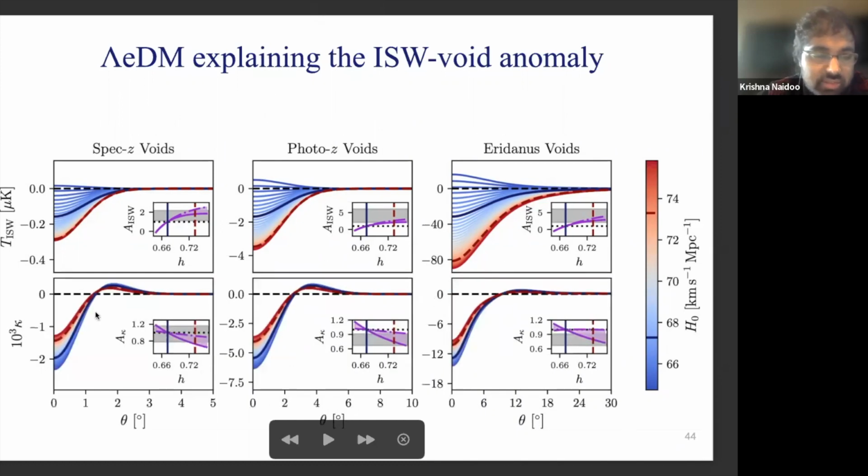The lensing is also interesting in the sense that when we increase the Hubble value, we get a decrease in the lensing convergence profiles for these voids, which is exactly what we find in observations. So we're tying together the Hubble and sigma 8 tensions, and we also seem to be providing an explanation for the ISW and lensing from voids.